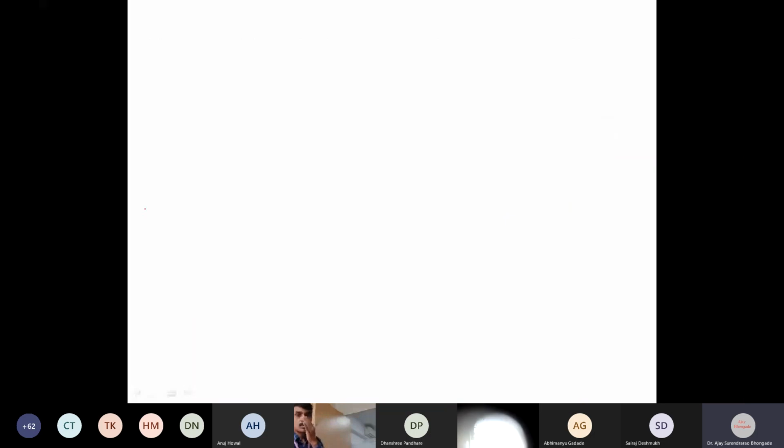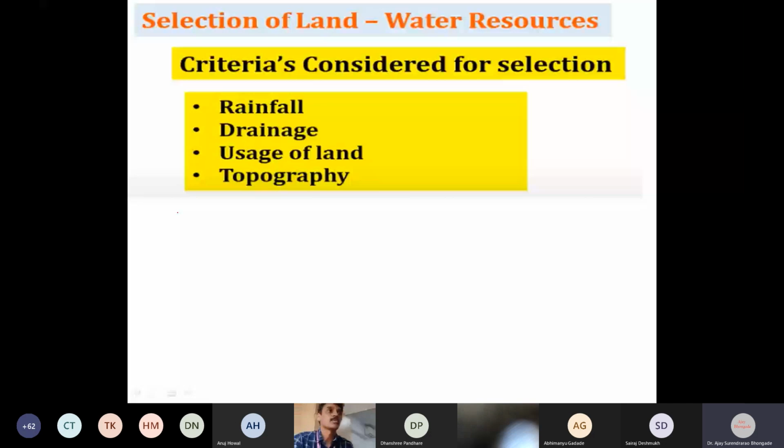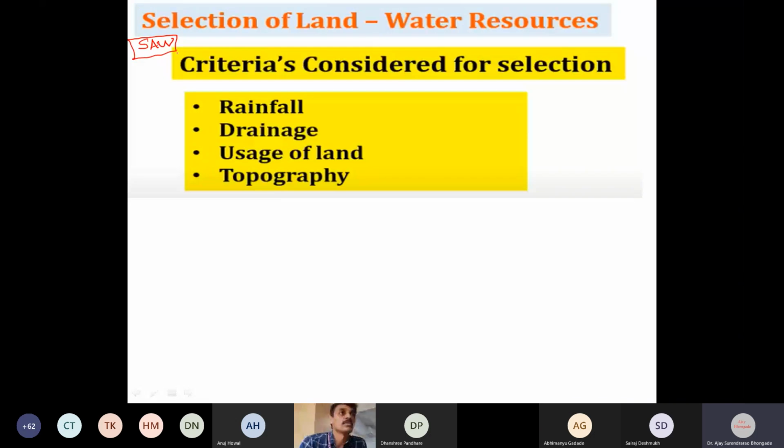Let us try to understand this particular problem. We'll try to solve it with the SAW method, which is simple additive weighing. We'll try to solve it by simple additive weighing. Now we have to select a land for storing the water, or we want to see the land for building a dam. That could also be one of the ways, right?